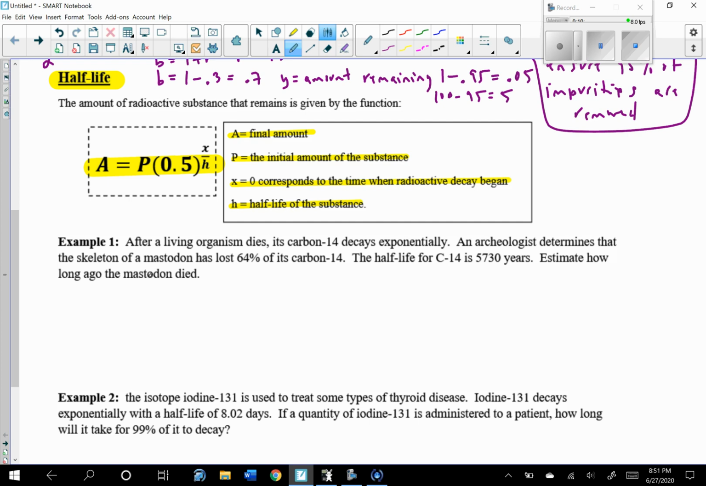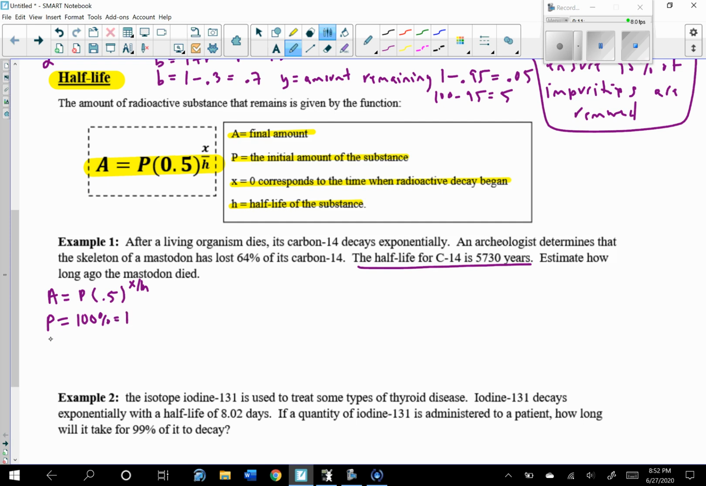So again, we know that we are using the half-life formula because the key word right here, it says half-life. So A equals P times 0.5 to the X over H. And so in this case, P would be equal to, we're again determining that it has lost 64% of its carbon-14. So if you're talking about percentage of something, what do you start off with? Percentage of 100%, just like when we talked about the last problem. So that means P is 1.